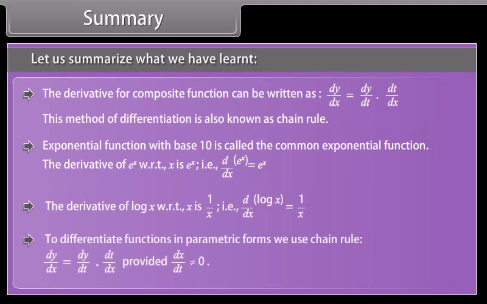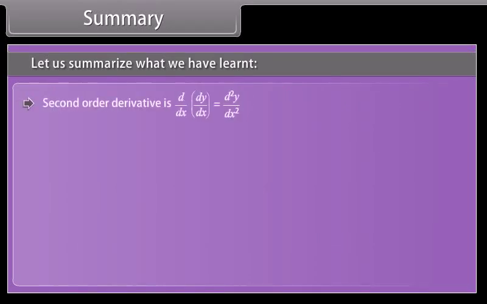To differentiate functions in parametric forms, we use chain rule. dy by dx is equal to dy by dt into dt by dx, provided dx by dt is not equal to 0. Second order derivative is d by dx of dy by dx is equal to d2y by dx square.